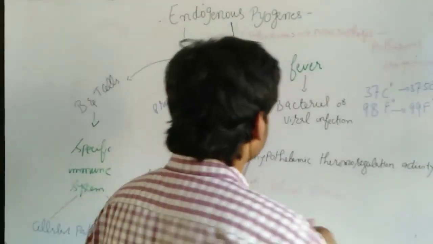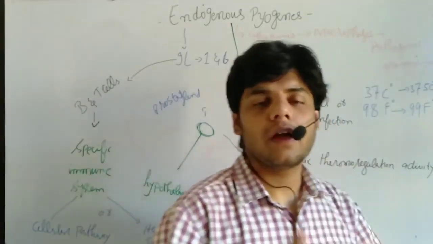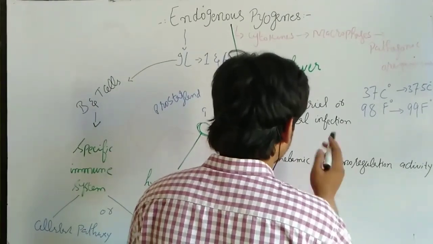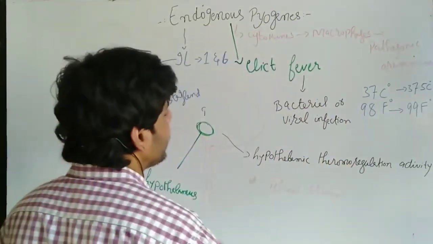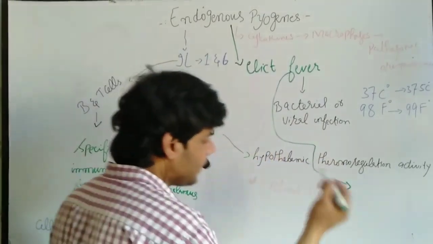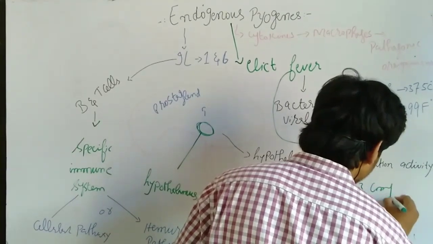So we can say that this fever usually destroys or inhibits microorganisms by 3 complementary pathways. From this whole process we get the idea that fever usually destroys or inhibits microorganisms by 3 complementary pathways.